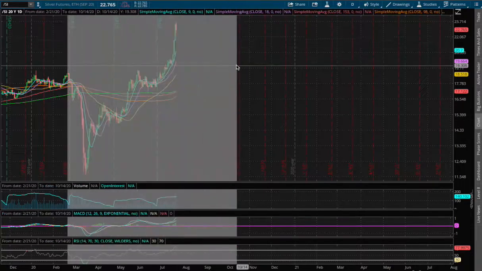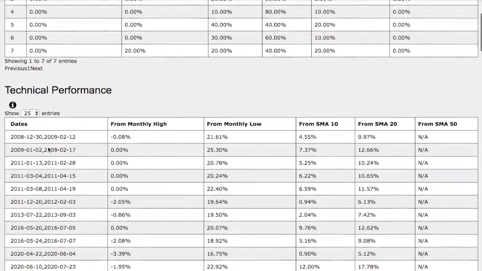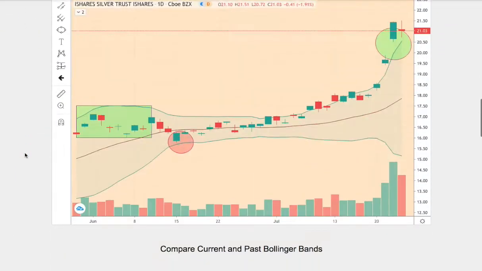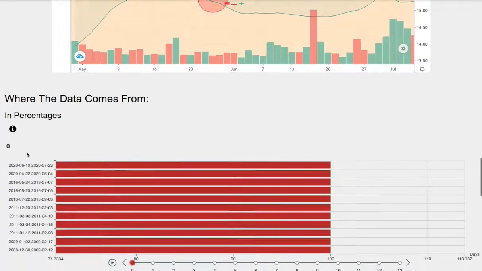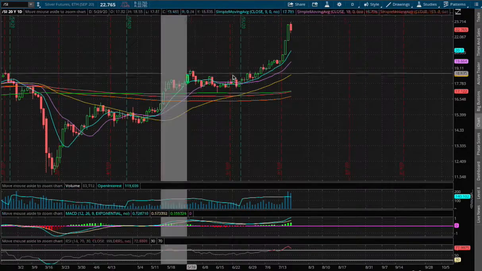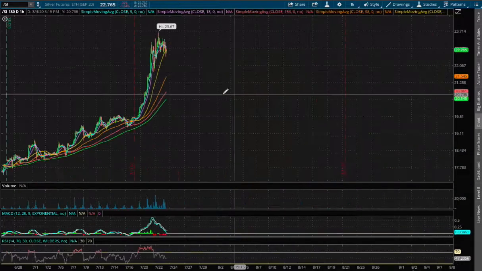Hello viewers, we'll be going over silver futures. In this video, we'll be going over the day-by-day probability model, the technical performance of each model, how we find the models, comparing the current trend with the trend in the past, and we'll go over the day-by-day forecast for silver futures. So back to the technical analysis, we're currently down 1.6% on the 1 hour chart.